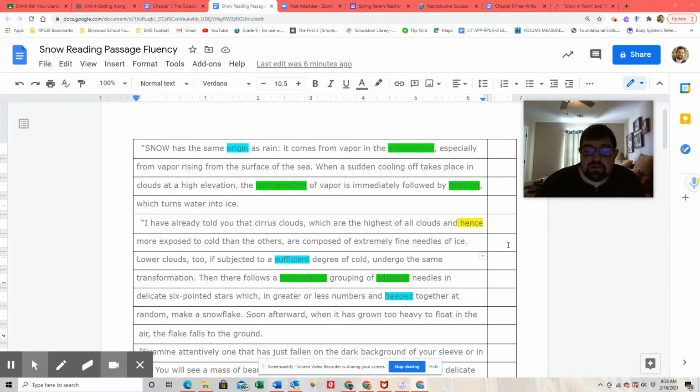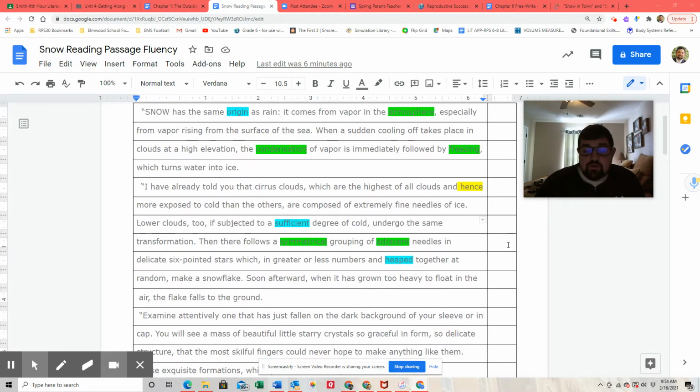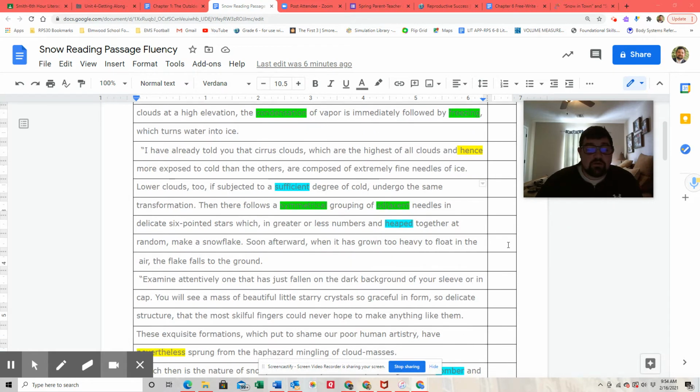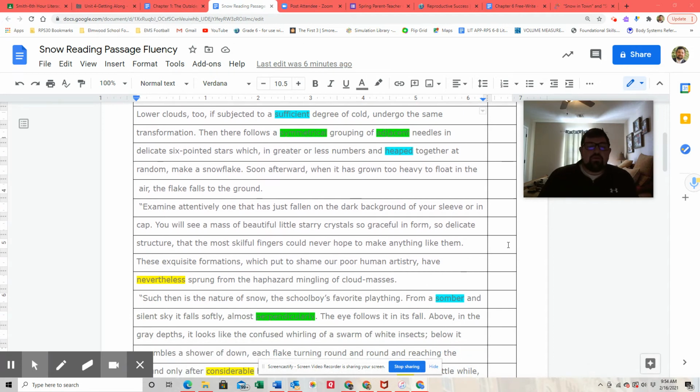Then there follows a symmetrical grouping of adjacent needles in delicate six-pointed stars, which, in greater or less numbers, and heaped together at random, make a snowflake. Soon afterward, when it has grown too heavy to float in the air, the flake falls to the ground. Examine attentively one that has just fallen on the dark background of your sleeve or in your cap. You will see a mass of beautiful little starry crystals so graceful in form, so delicate in structure, that the most skillful fingers could never hope to make anything like them.